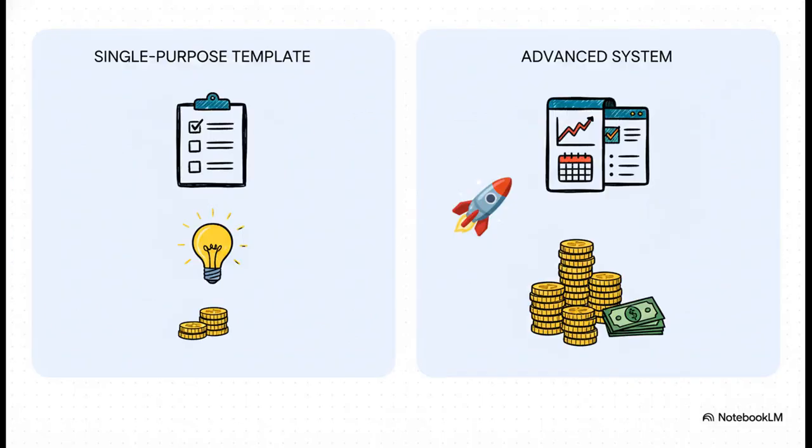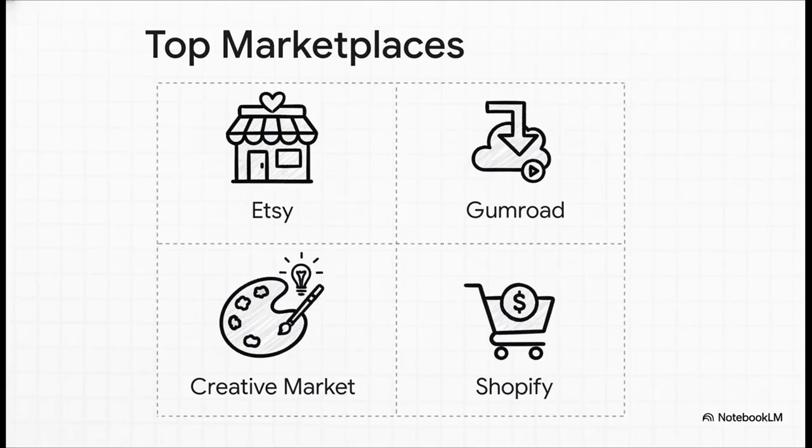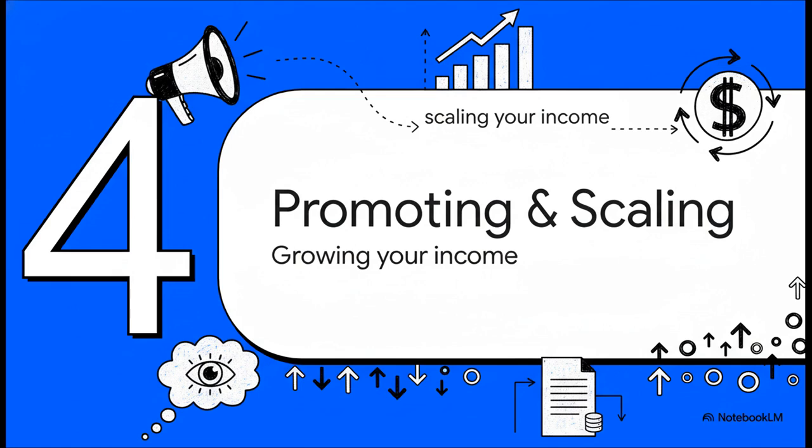So what about pricing? For a simple, single-purpose template, like a habit tracker, you're usually looking at the $5 to $15 range. Now, for a more advanced, all-in-one system, you can definitely and comfortably price that somewhere between $20 and $50. And where do you actually sell these things? Well, Etsy is an amazing starting point for beginners because it has this huge built-in audience. Gumroad is super simple, just perfect for digital downloads. And then as you start to grow, you might think about Creative Market or even building your own Shopify store to have total control.